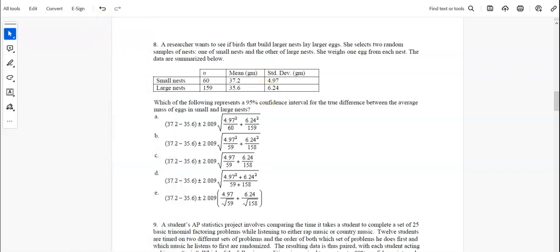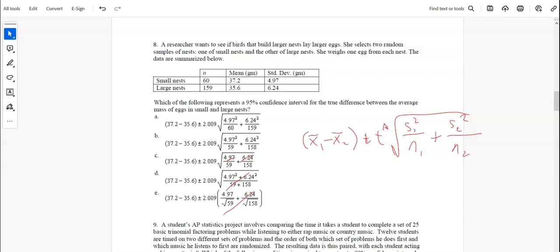For the two sample t interval, it's going to be x bar 1 minus x bar 2 plus or minus t critical value times the square root of the standard deviation of the 1 squared over n1 plus standard deviation of the 2 squared all over n2. So something like that form. So right away we see these numbers aren't squared. This is just all wrong. So it's got to be one of these guys.